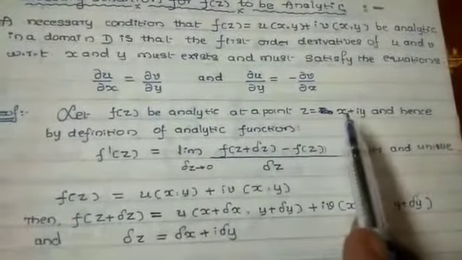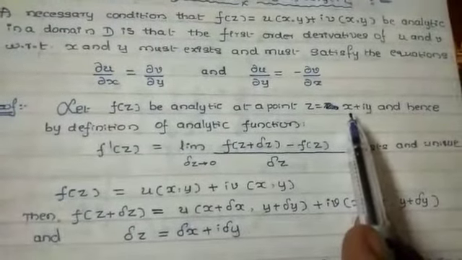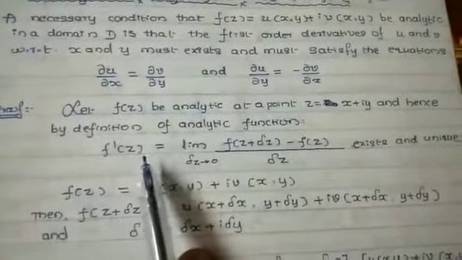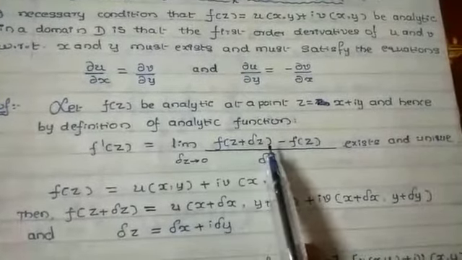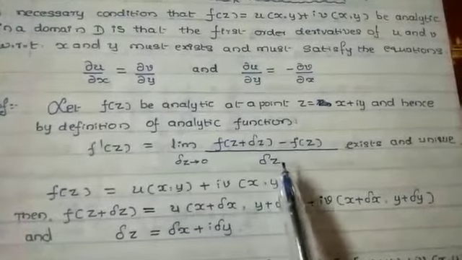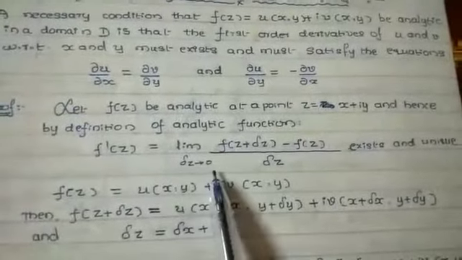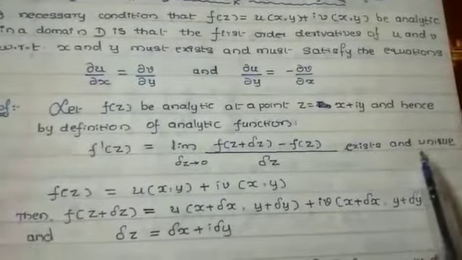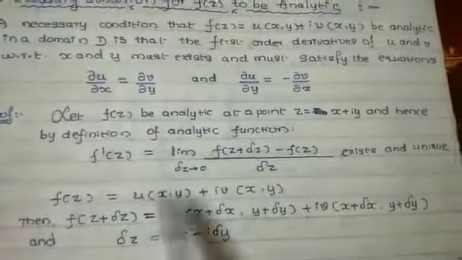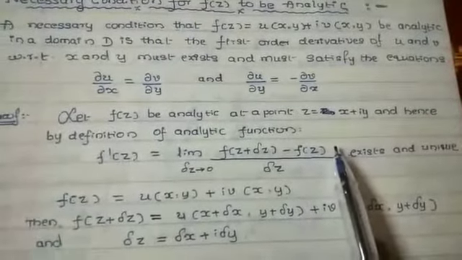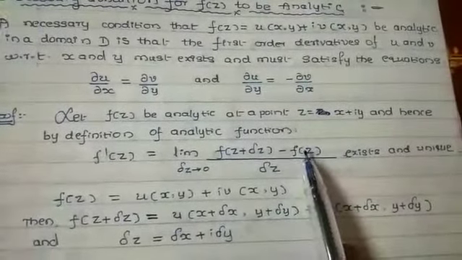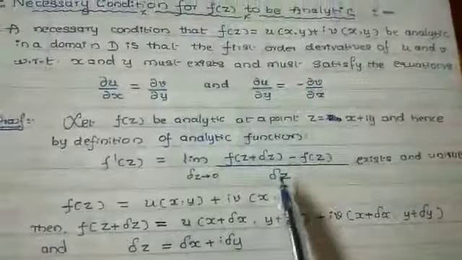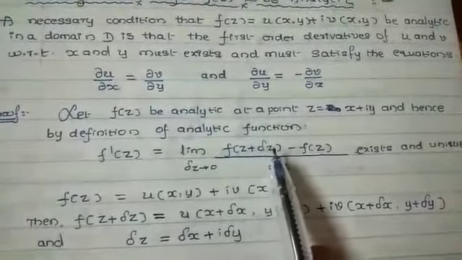That is, for a complex number z equals x plus i y, of the analytic function, f dash of z equals the limit of f of z plus delta z minus f of z divided by delta z, as delta z tends to 0. It must exist and be unique. This is the definition of differentiability or derivability. In this equation we have to substitute the values of f of z and f of z plus delta z.